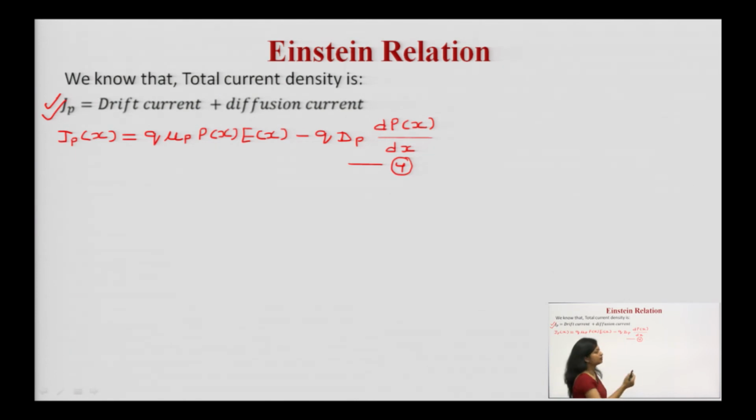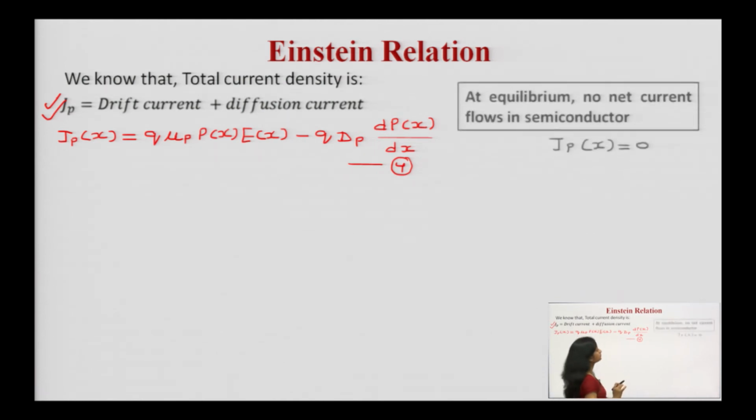Why have we taken x? Because there is a variation with respect to x. q is the charge, mu p is the mobility for holes, p is the concentration, and since concentration is varying with respect to x along the x axis, Ex. Minus q charge, Dp is the diffusion coefficient of the holes, and d by dx of px is what? The concentration gradient. So just we have utilized the equation which we have derived earlier, and we have written the term for the total current density over here.